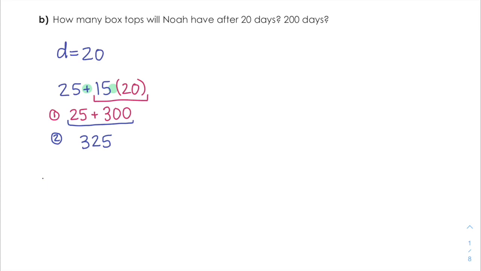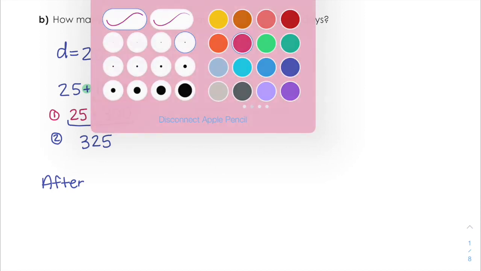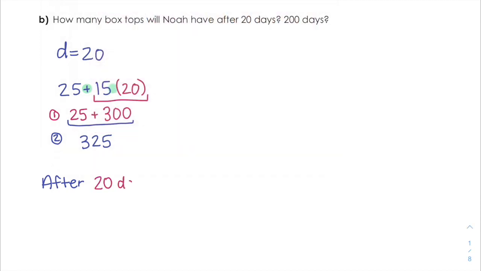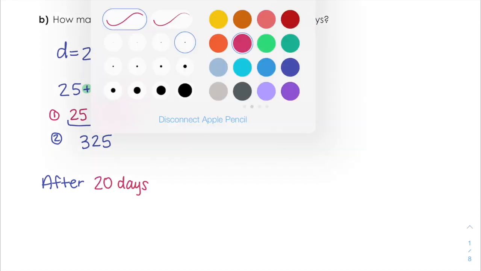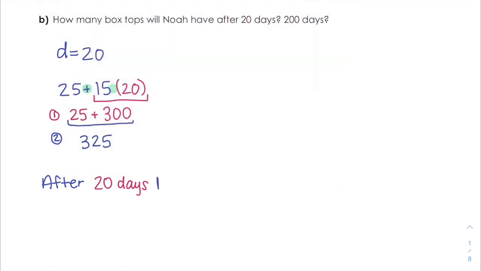So I'm going to write a quick answer statement for that one. After 20 days, Noah has 325 box tops.